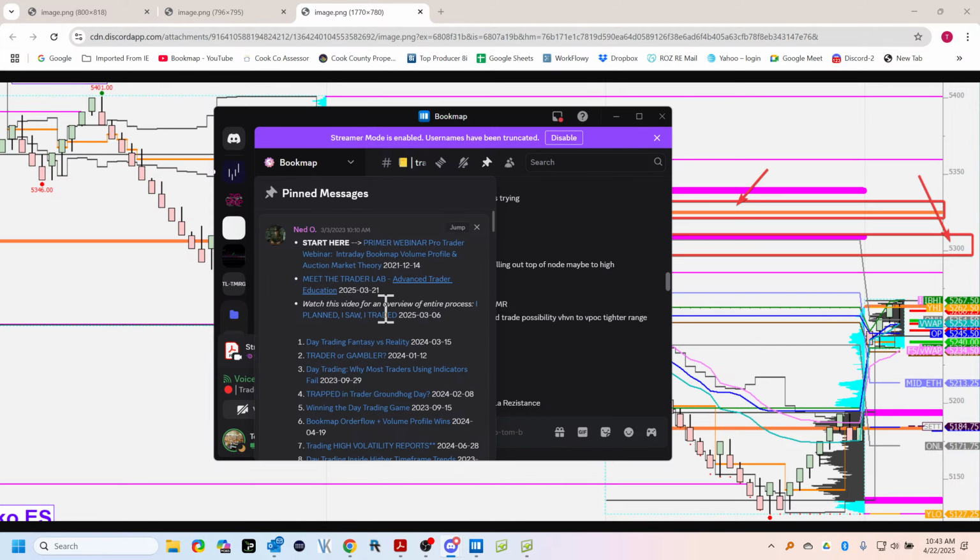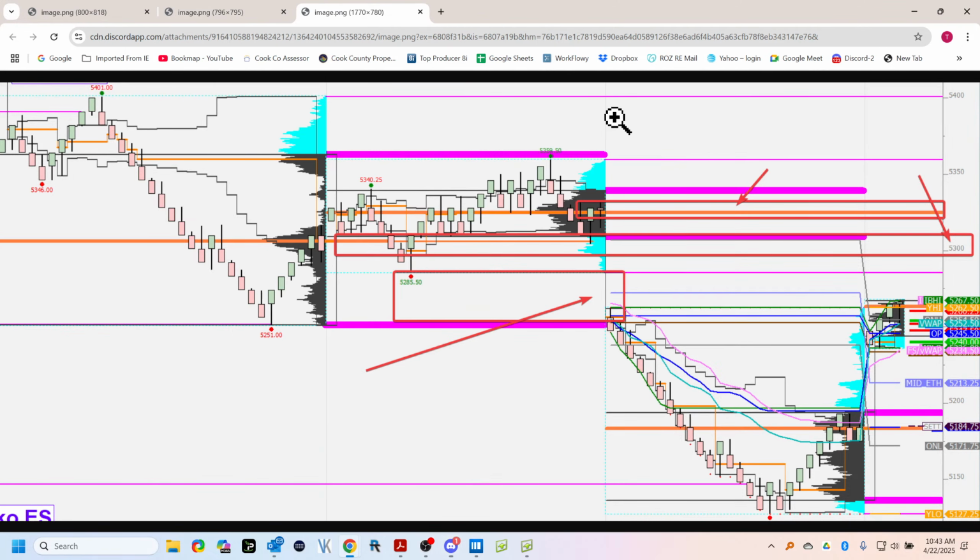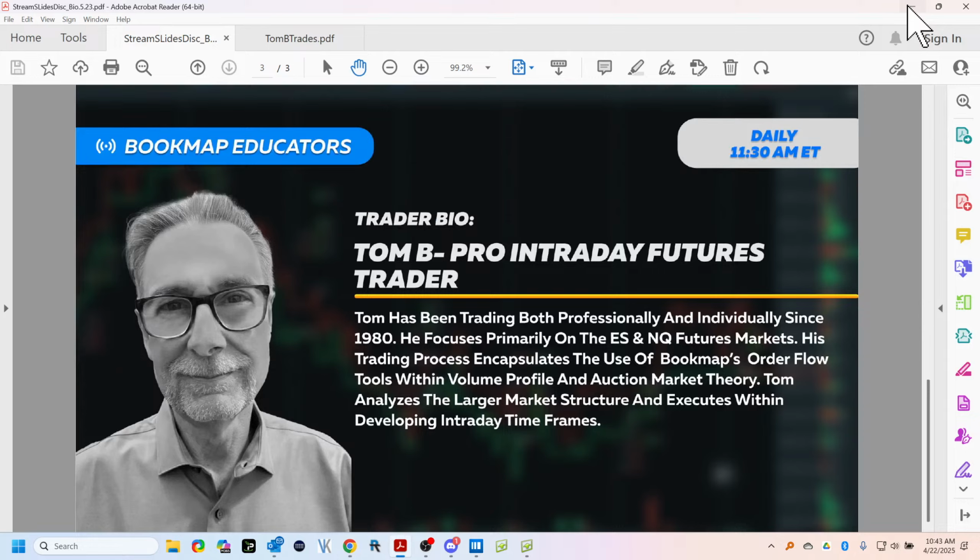I planned, I saw, I traded. And then there's some others here. Why most traders using indicators fail, and are you trapped in Trader Groundhog Day? Trader Groundhog Day is working hard, having winners, and still not moving the ball forward. Why is that? Gamblers have winners, but if they don't have an edge, they're still, over time, going to donate their dollars to the house who does have an edge.